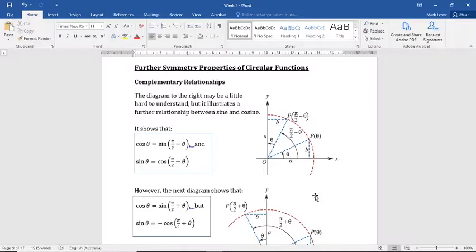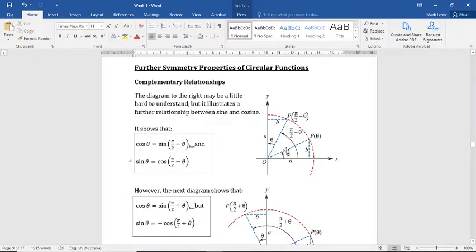You may have seen already with our work on exact values that sine of pi on 6, or sine of 30 degrees, is the same as cos of pi on 3, or cos of 60 degrees. They are the same. That's because they're complementary relationships. Okay, and this diagram here sort of helps to highlight that.